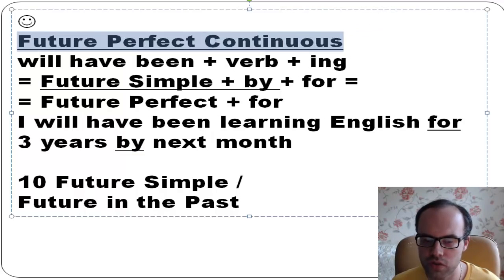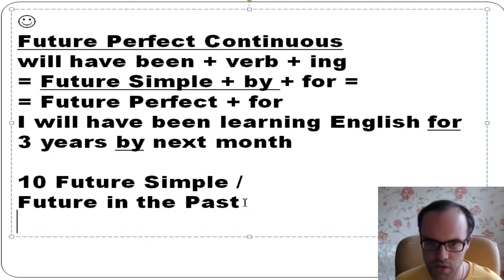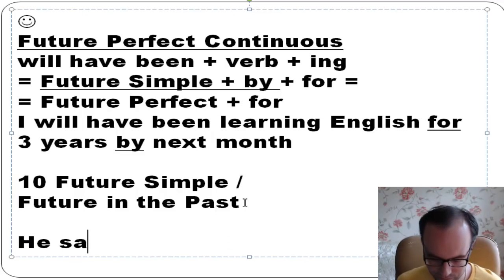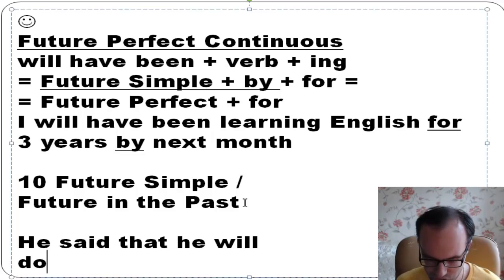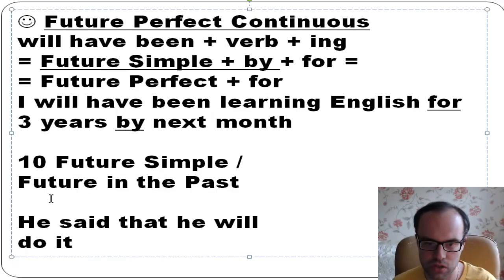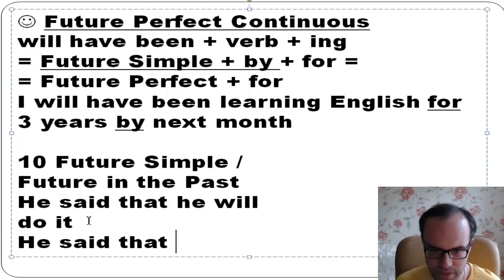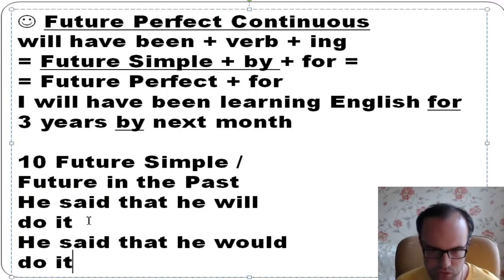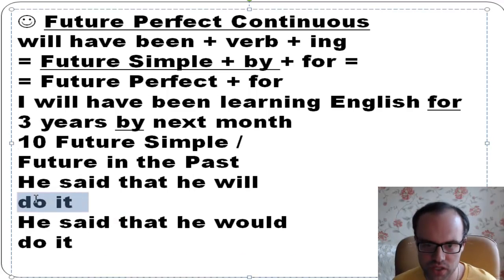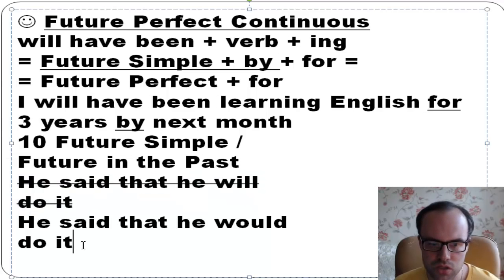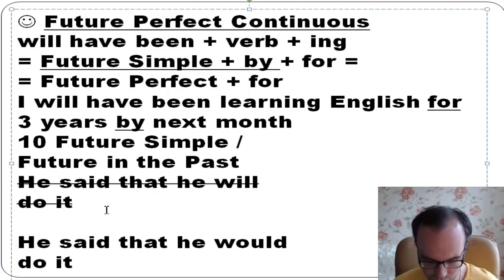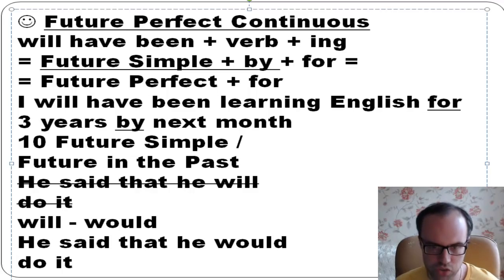Well, and what about future simple and future in the past? Yeah, future in the past. For example, he said, so is it correct or not? He said that he will do it. Is it correct or not? He said that he will do it. So if it's about the past, you can't say it. You need to say he said that he would do it. You know that we change, so it's incorrect. We change will to would.